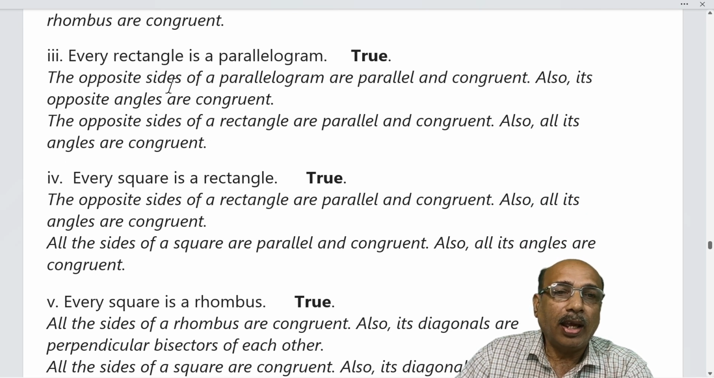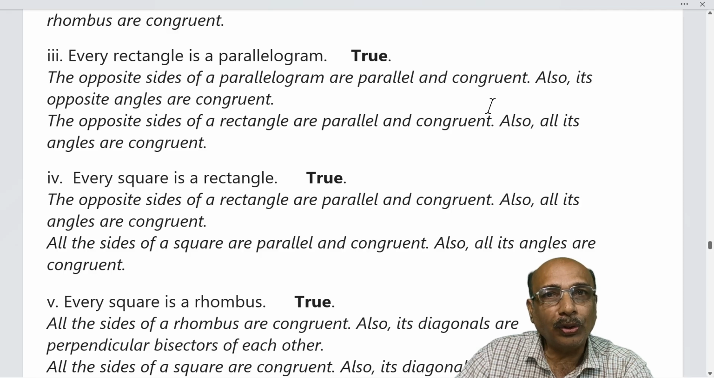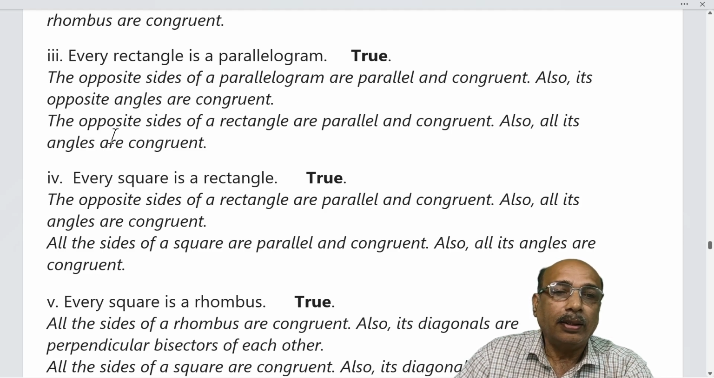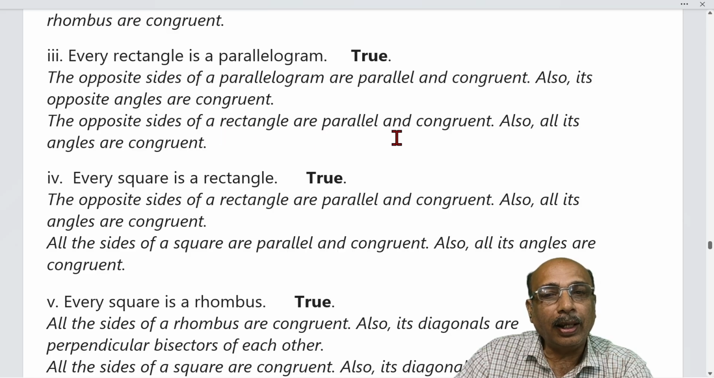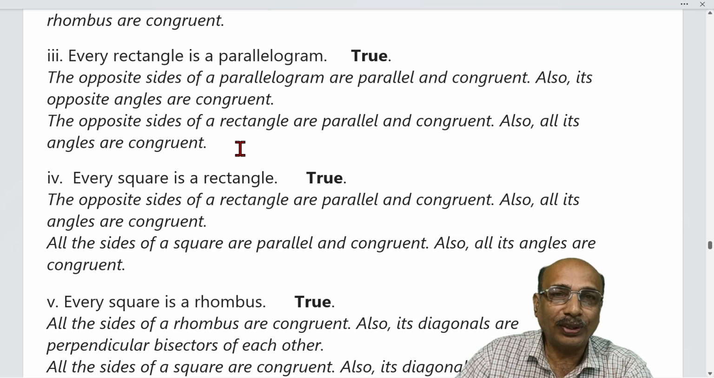Third, every rectangle is a parallelogram. True. The opposite sides of a parallelogram are parallel and congruent. Also, its opposite angles are congruent. In a rectangle, the opposite sides are parallel and congruent, and also all its angles are congruent. Therefore, every rectangle is a parallelogram. True.